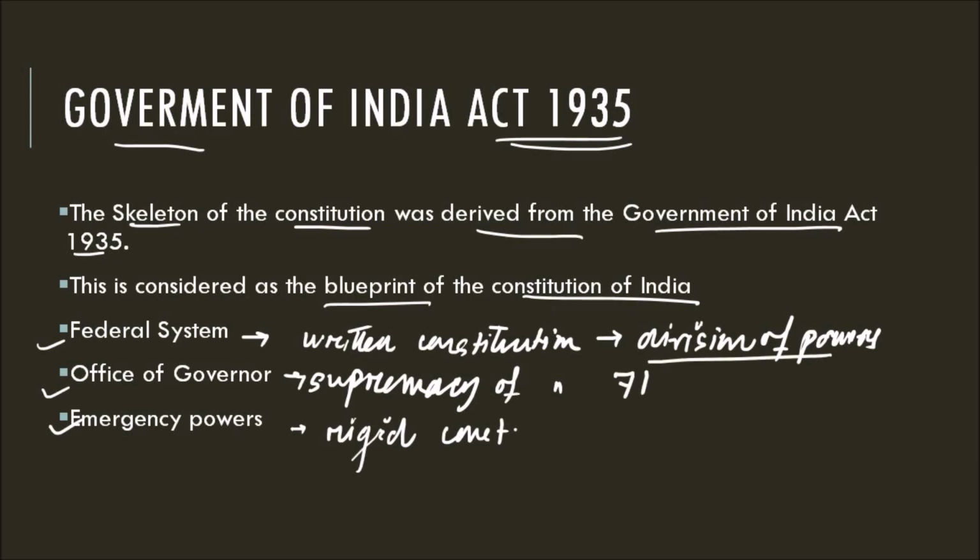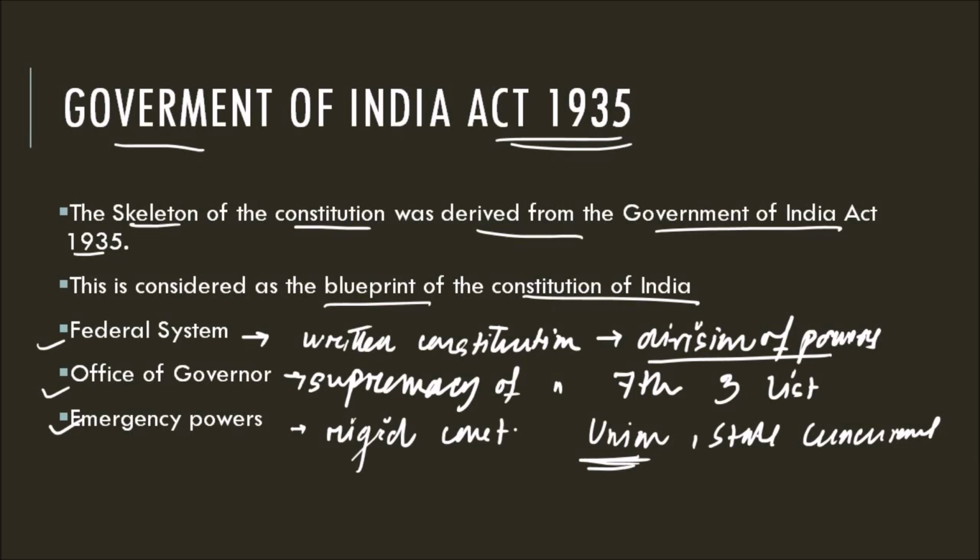The 7th schedule of our constitution contains 3 legislative lists. Those are the union list, state list and concurrent list. The union government only has the authority to legislate on the subjects that are under the union list. For example, defense, foreign policies, etc. are under the union list.